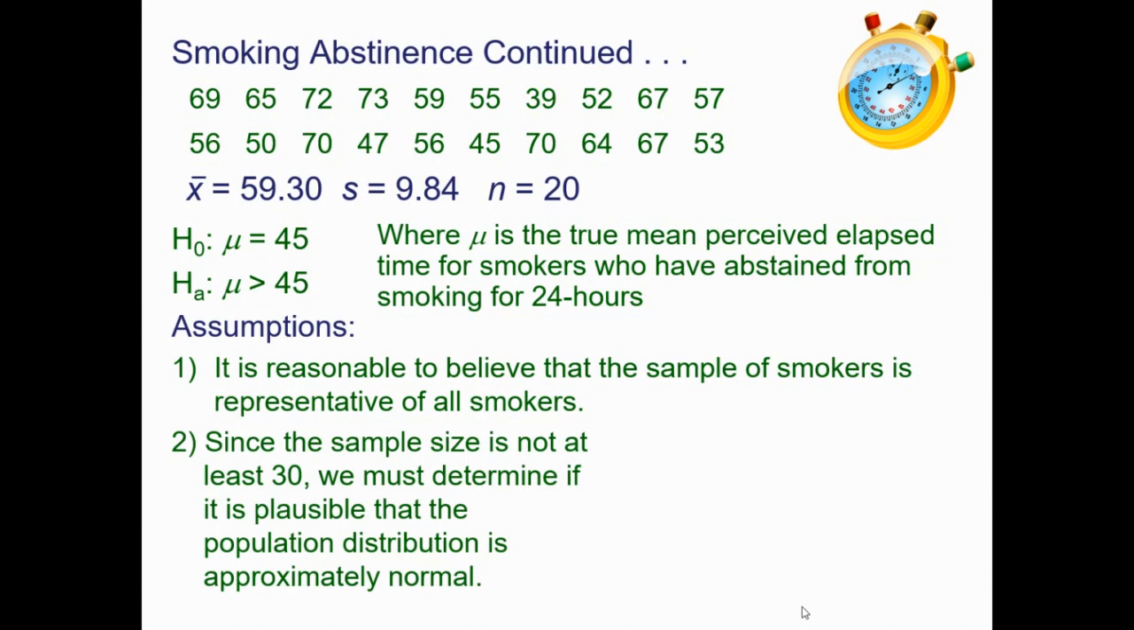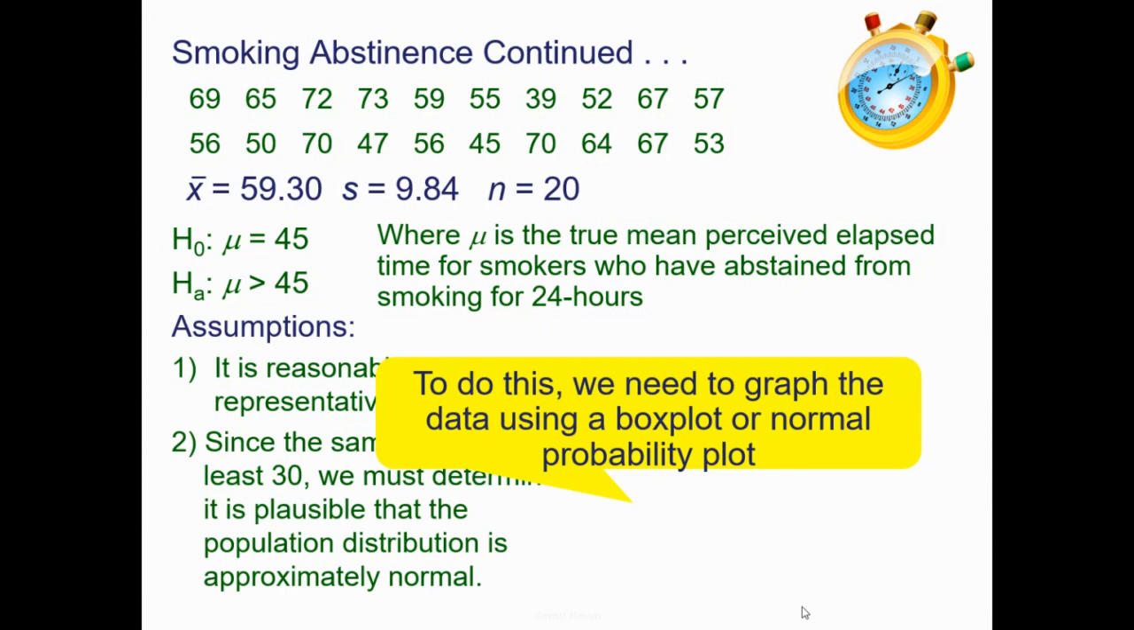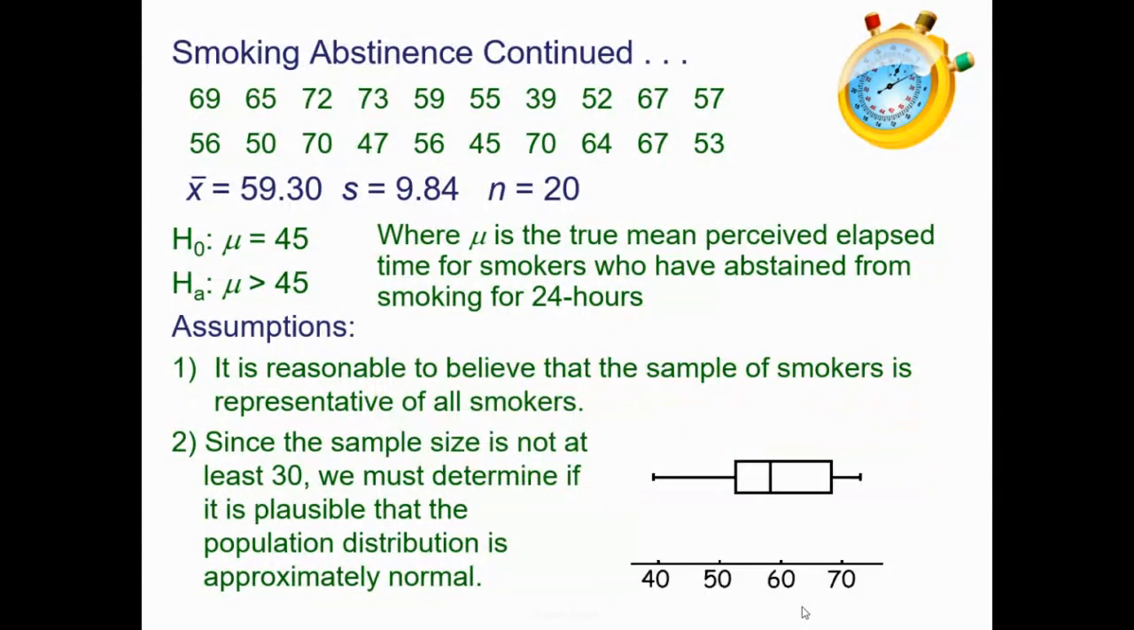Okay, and as Nate already mentioned, wait a minute, our sample size is not 30. We don't have a large sample. So we must determine if it's plausible that the population distribution is approximately normal. There's two methods we could use to do this. We can either do a box plot or a normal probability plot. Let's do the box plot.